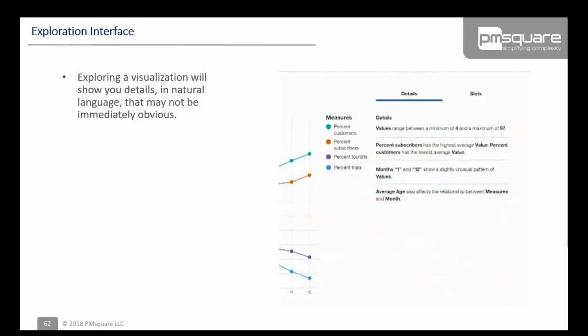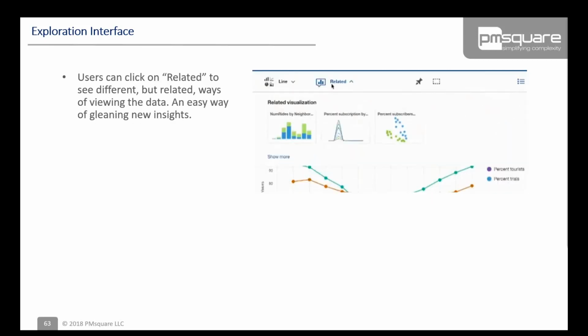So exploring a visualization, it's going to show you details, but in a natural language, and it's going to try to point out things that maybe wouldn't necessarily be immediately obvious. So you see some examples there. Values range between a minimum of 4, a maximum of 97, just some things that you would otherwise have to deduce by trying to look at that visual and pull them out. In a natural language, they're going to be communicated to you from Cognos using some intelligence.